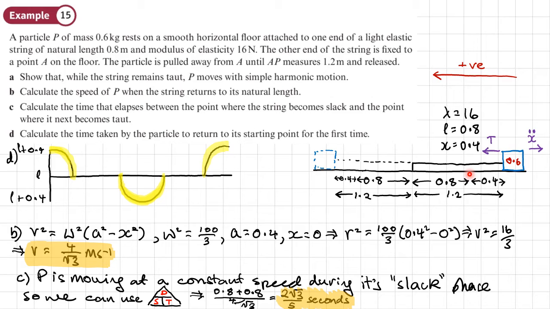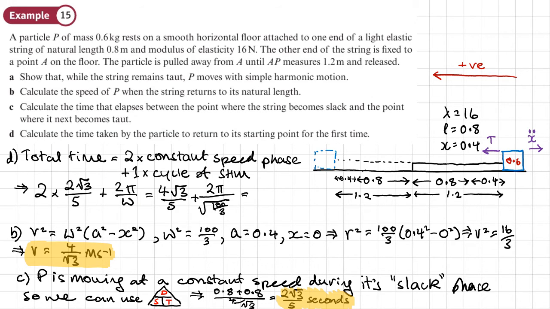Plus, we've got the time at constant speed, that it moves 1.6 this way, and then 1.6 back that way. Now we know the time it takes to move 1.6 in one direction, so we just double that answer. So our working is going to be 2 lots of the constant speed time, plus 1 full cycle of simple harmonic motion. So here's that formula: 2 times the constant speed phase plus 1 cycle of simple harmonic motion.